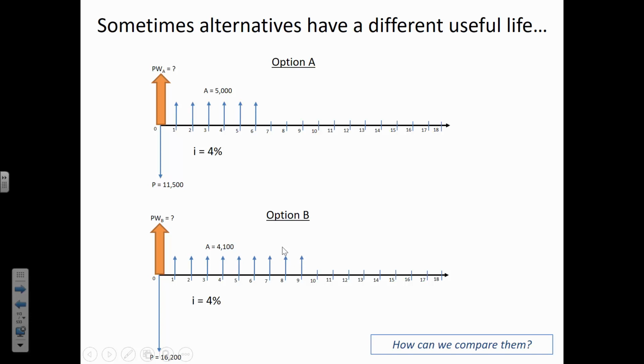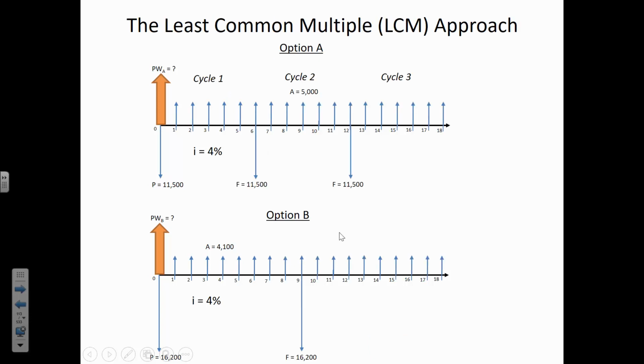And so the least common multiples method that we're learning today is abbreviated LCM. It's a way to ensure that you compare apples to apples, so to speak, that when you have two options, one that lasts long and one that wears out more quickly, the way that you can compare them is by repeating until they terminate in the same year. And so let's go back to the initial cash flow diagram.